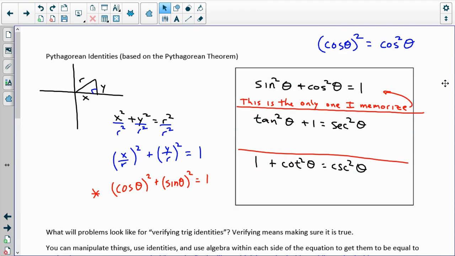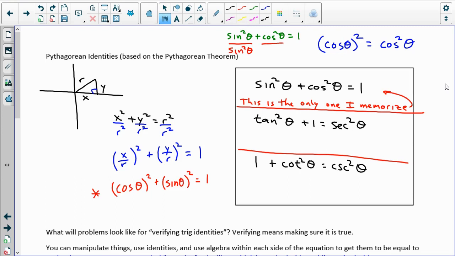Now, I only memorize the first one. I don't memorize the other two, but I can very easily get them. So here's how I get it. Because I know that sine squared plus cosine squared equals 1, all I have to do is divide by one of either sine squared or cosine squared, and I get the other two identities. So let's say I divide by sine squared.